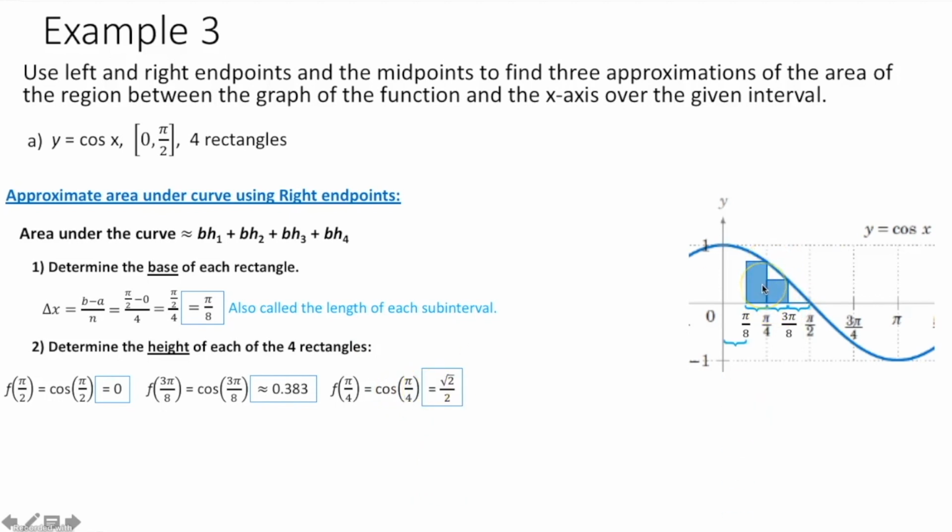Height of my fourth rectangle, then, I have my subinterval go from 0 to pi over 8, so I use the right endpoint, that's pi over 8. Plug it into my function for x, I get the cosine of pi over 8 is approximately 0.924. That's going to be the height of my fourth rectangle.